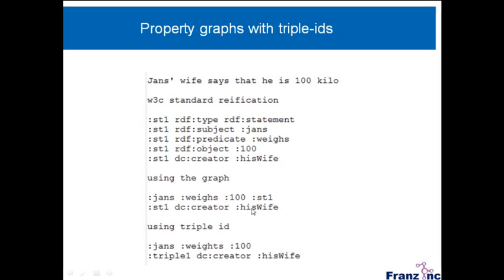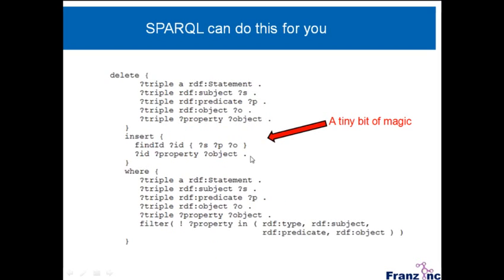But some people really hated that they have to give up the 4th element to do provenance or reification. So for those people, say use the triple ID. So now I can say Jan's weighs 100, and this is triple 1, so we can say triple 1 says the creator, his wife. So now you still can use the graph element for something else, and use the triple ID. And here's one of the things. Many people say, well, I like this idea, but when I send my files to other people, I still want to be able to use the standard W3C way of reification.